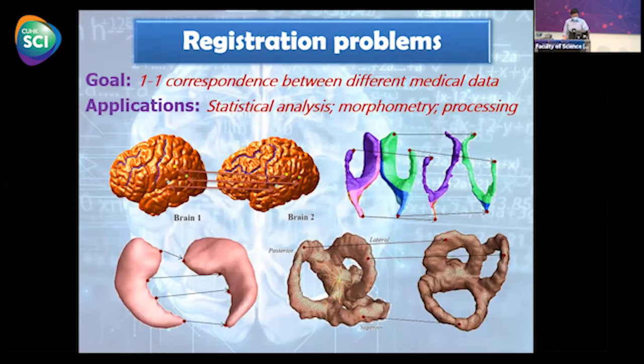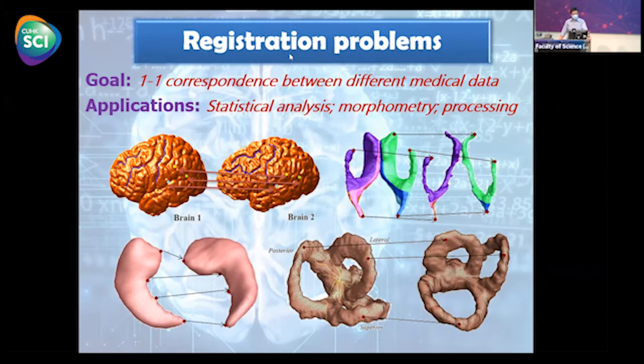Yeah, so once the three-dimensional structures of the anatomical structure are rebuilt, another very important problem is to solve the registration problem. So as I mentioned, the registration. So registration problem. Yeah. So the goal is to find important one-to-one correspondence between different medical data.